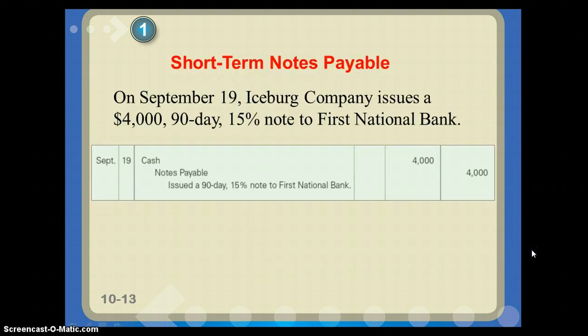On September 19th, Iceberg Company issues a $4,000 90-day 15% note to First National Bank. So we are issuing a note to the bank. Notes payable is credited because now we have this note going up. In the past we had been changing accounts payable to notes payable. In this case, we're basically borrowing money. So they're going to give us $4,000 in cash. We're going to sign a note saying we're going to pay the cash back later.